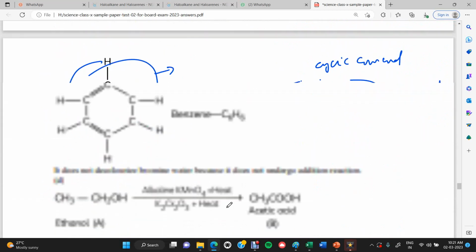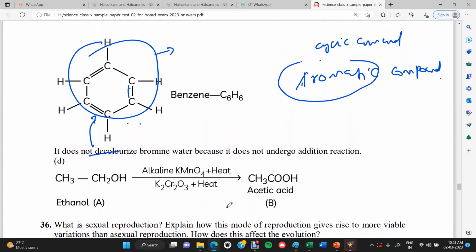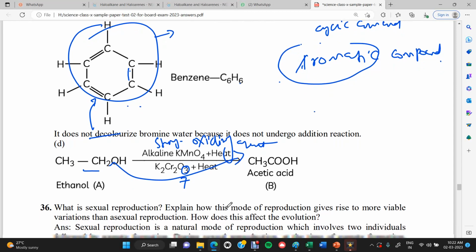Let's check the answer. Yeah, the same thing. CH3CH2OH. Again, K2Cr2O7. Why they had given different formulations for potassium dichromate? I don't know. Right, let it be. So alkaline KMnO4 plus heat. So what is the nature of these two? Strong oxidizing agent. Don't forget, strong oxidizing agent. That's why this alcohol has directly gone to acid. Or else what will happen? If you use weak oxidizing agents, it will form an aldehyde or ketone, a carbonyl compound.